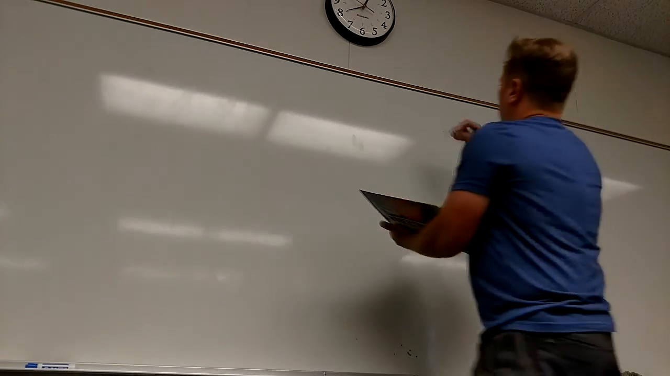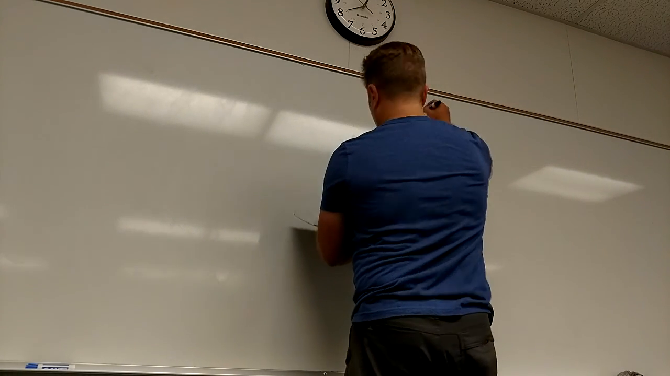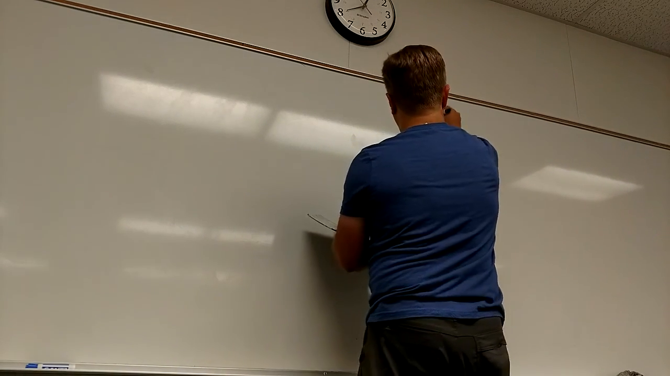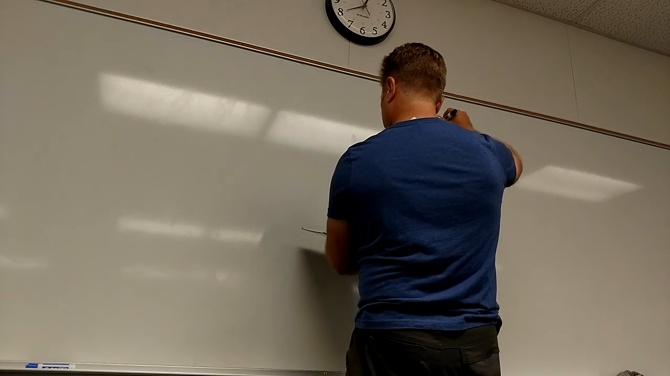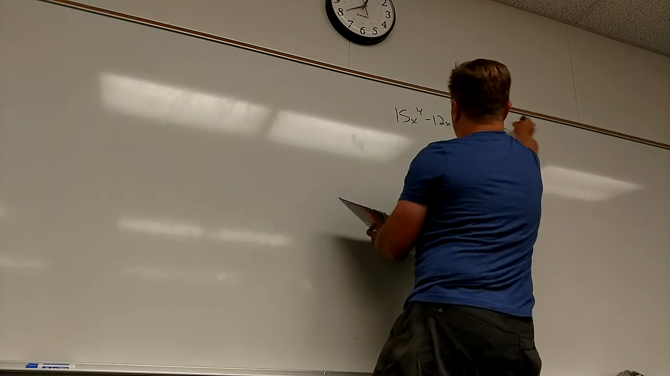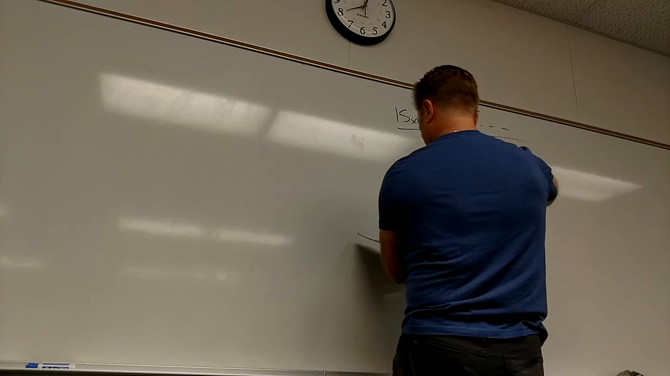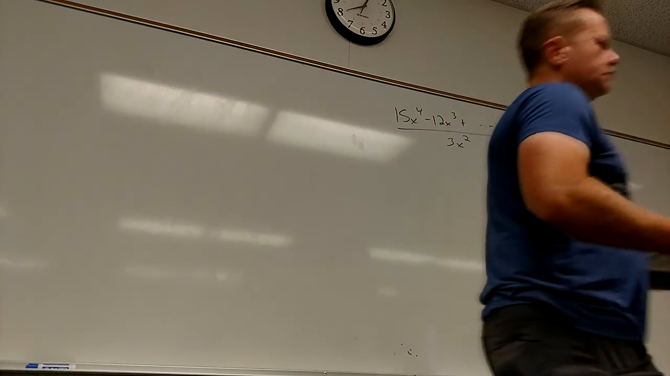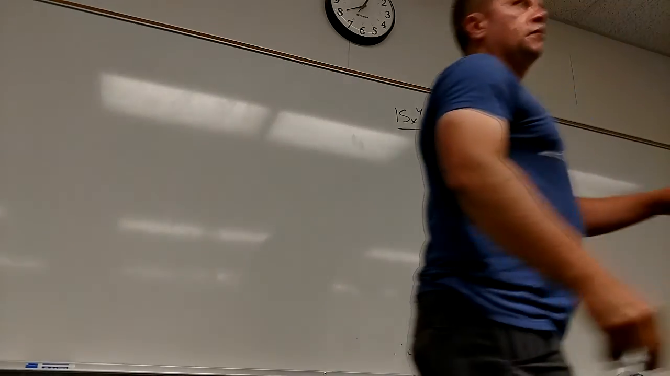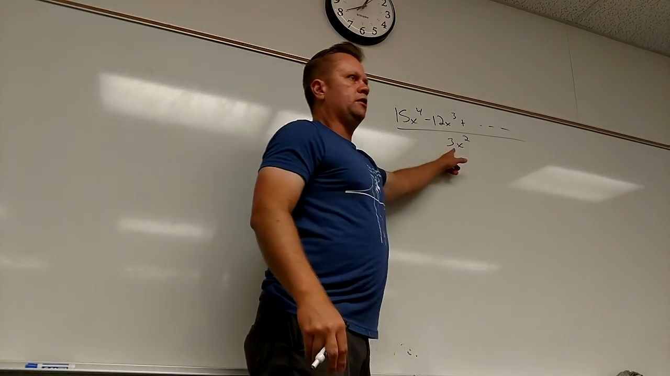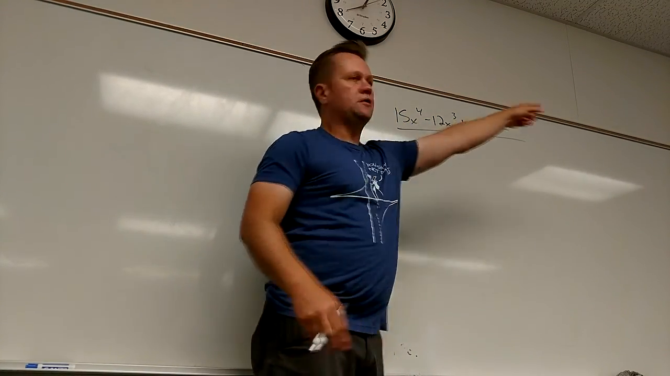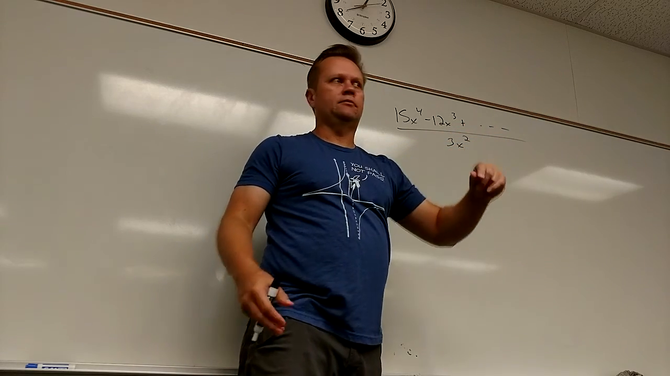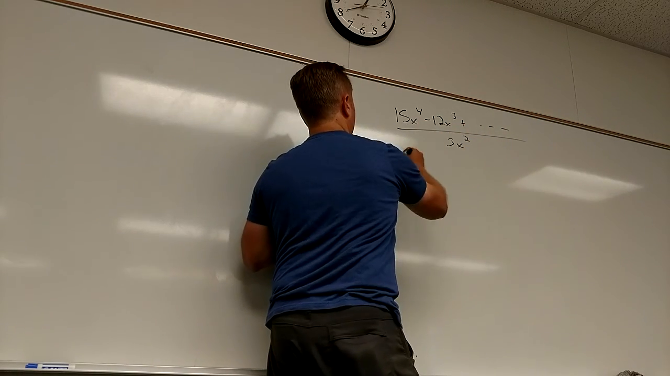This is the one that's 15x to the fourth, right? That one? Yeah. 15x to the fourth minus 12x cubed plus blah blah blah all over 3x squared. I'm not going to do the whole problem for you, but what's being divided by 3x squared? Every single term up there, so write it like that. That's being divided by 3x squared.